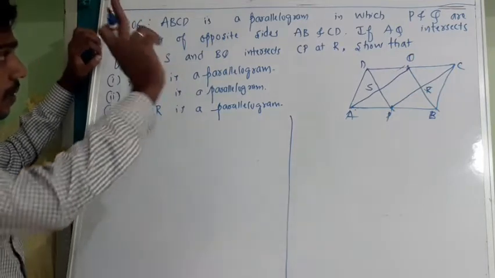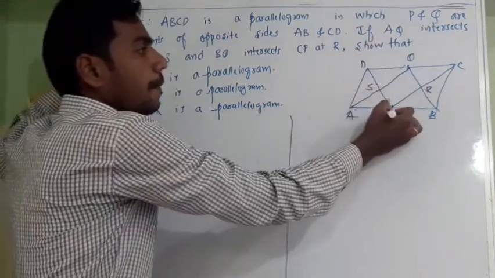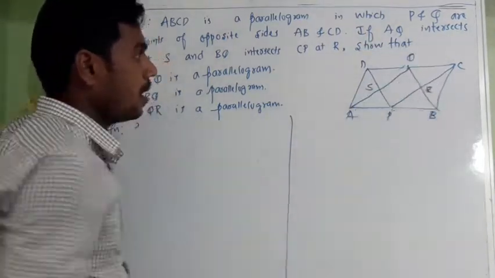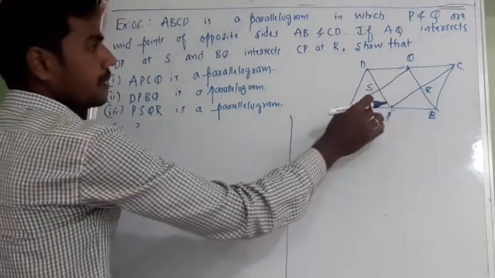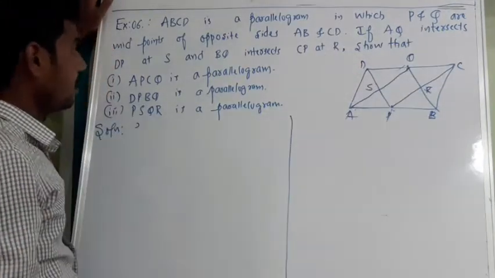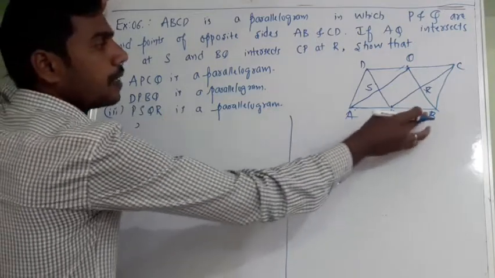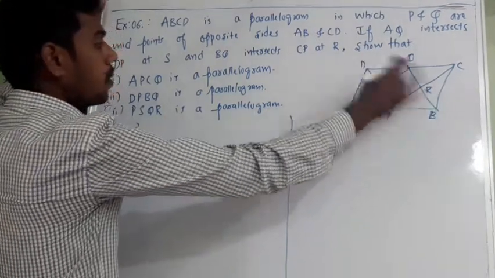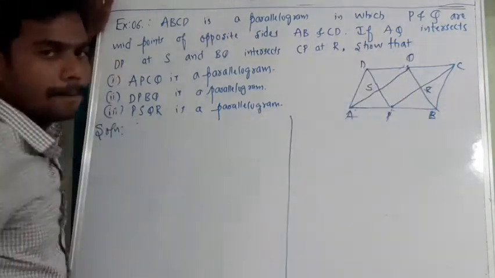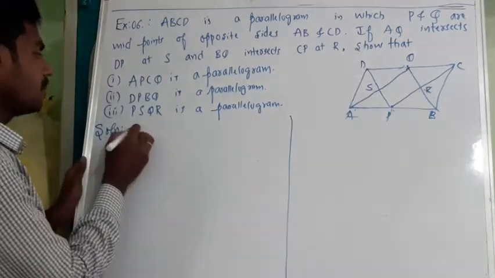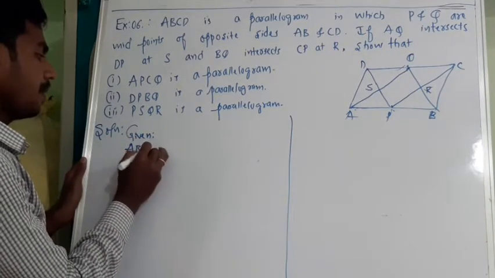Now if AQ intersects DP at point S and PC intersects BQ at point R, show that APCQ, where is APCQ? APCQ is a quadrilateral, APCQ is a parallelogram, and DPBQ, where is DPBQ? DPBQ is a parallelogram, and PSQR is a parallelogram. Before that, we will write what is given to us. So what is given to us? ABCD is a parallelogram.